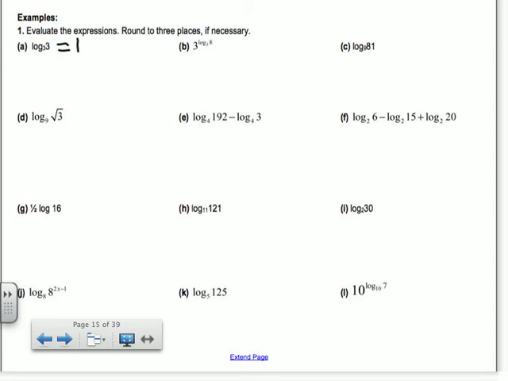So next one, I have 3 raised to the log base 3 of 8. 8. Log base 9 of 81. 2, because this is log base 9 of 9 squared. Log base 9 of 9 cancels to 1, right? 2 goes to the front, so it's 2. Are you guys remembering all of these? Hopefully. All right, next one.